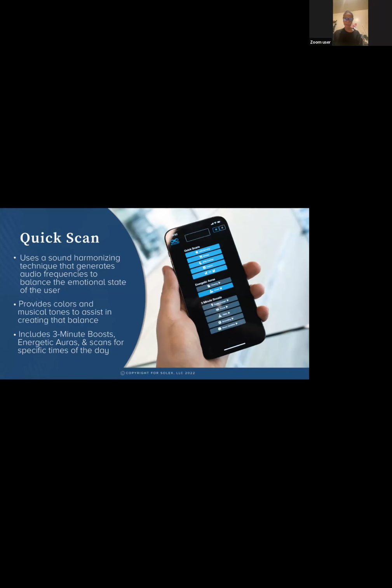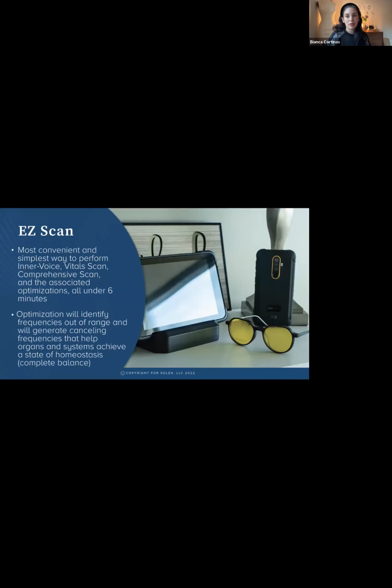Right. Then the next one is the easy scan.